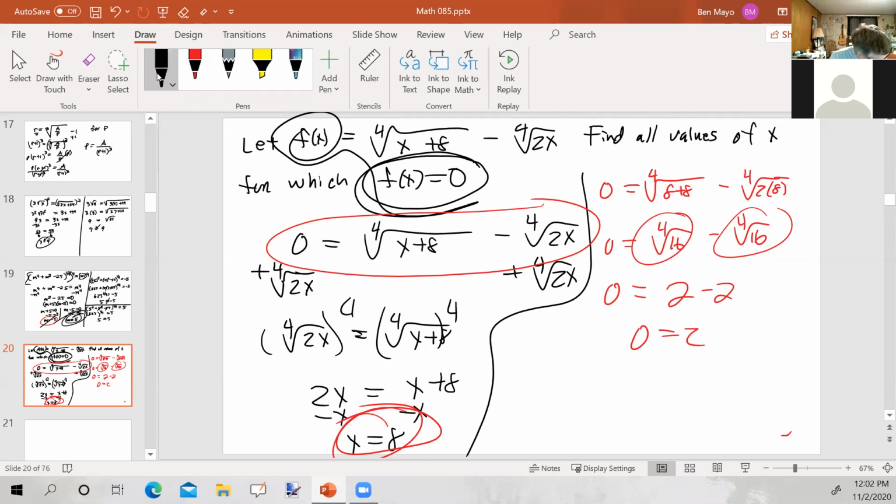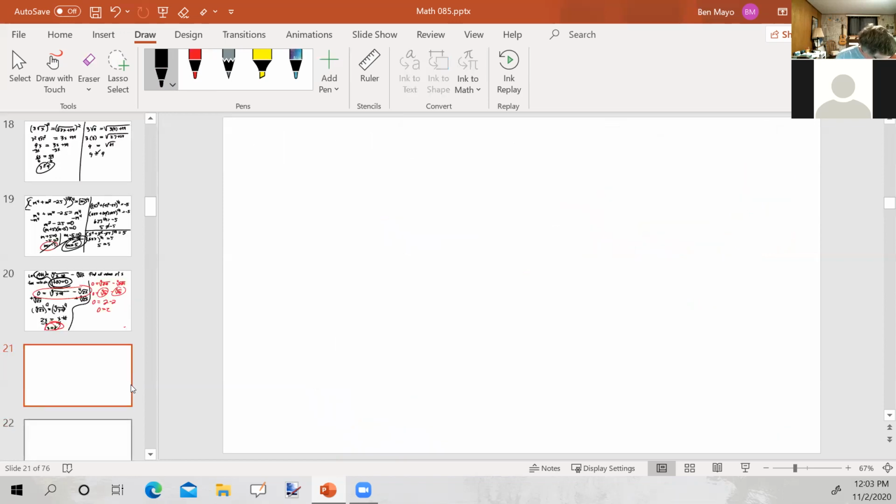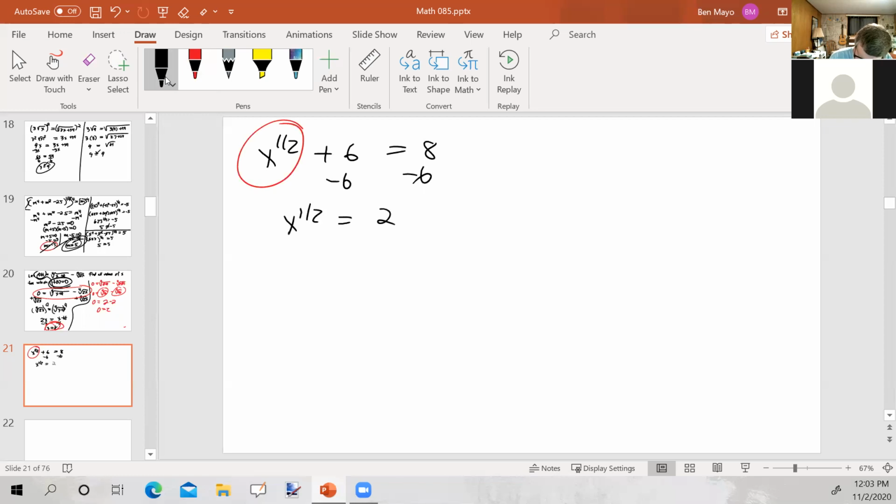Okay. Let's see here. How about, let's see, how about this one? X to the 1/2 power plus 6 equals 8. So even though x to the 1/2 power isn't written in radical notation, it's still going to give us a square root. So I'm going to isolate this term. I'll subtract 6 from both sides. X to the 1/2 power equals 2. Square both sides, x equals 4.